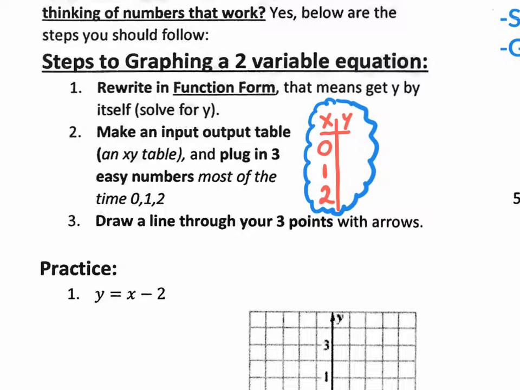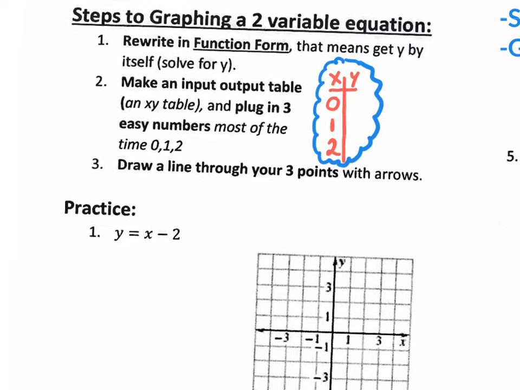Once you plug in 0, 1, and 2, you're going to get answers, and those answers are going to be the outputs, which are the y values. And you're going to end up with coordinates. Then you're going to graph those coordinates, draw a line through your 3 points, and put arrows on it. Now, I know that sounds like a lot, but let's just work through it.